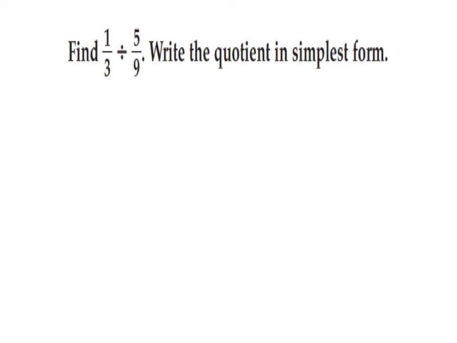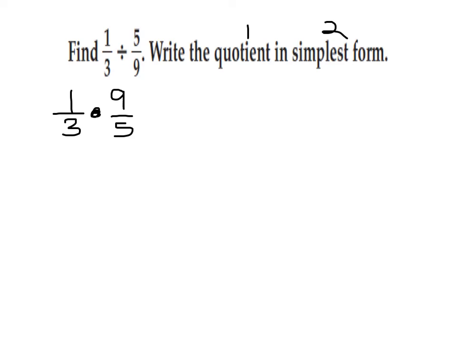Alright, we're going to, according to the directions, find the quotient and make sure that our answer is in simplest form. Quotient means to divide, so we're going to take 1/3, keep that the same. We don't like division, so we change it to multiplication. We take the reciprocal of the second number, 9 over 5. And that's the first process, what we learned in the key concept a couple of slides ago.